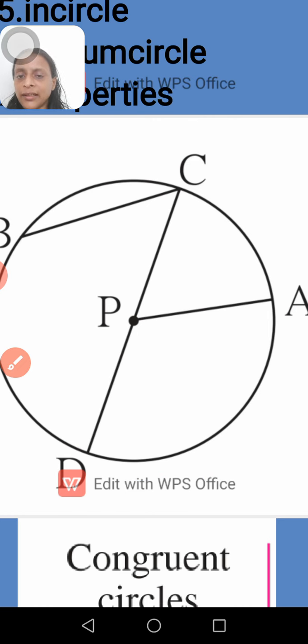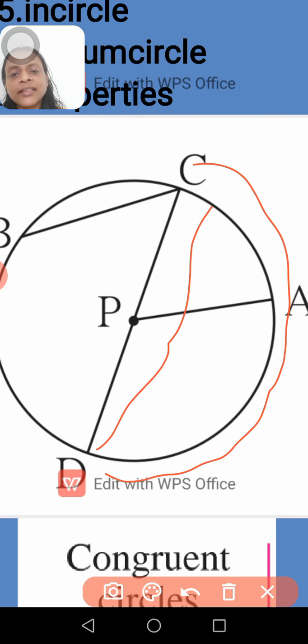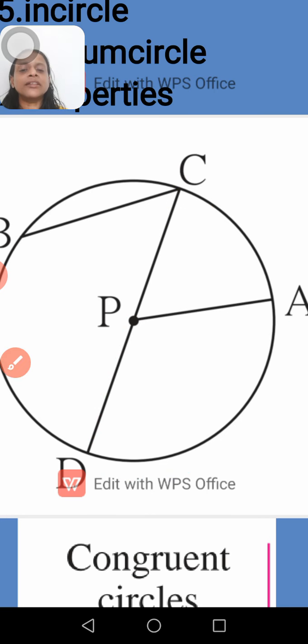Can you see the diameter here? CD is the diameter, and it divides the circle into 2 equal parts, and each part is known as a semicircle. Then the arc which is part of a semicircle is known as a semicircular arc. Then come the 2 definitions regarding arc: one is minor arc and the other is major arc.